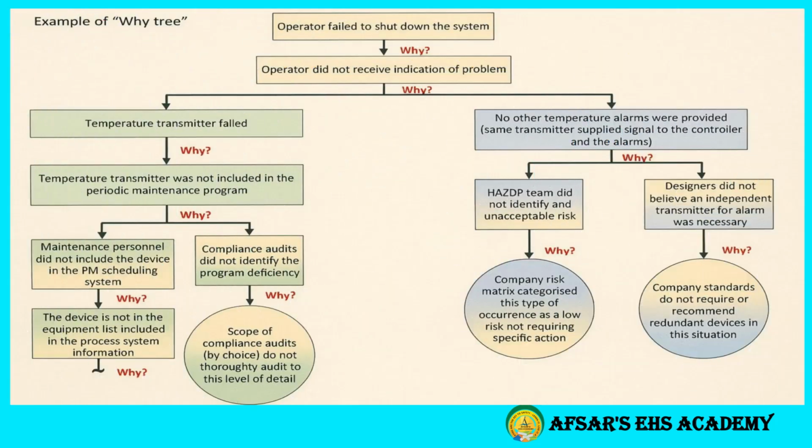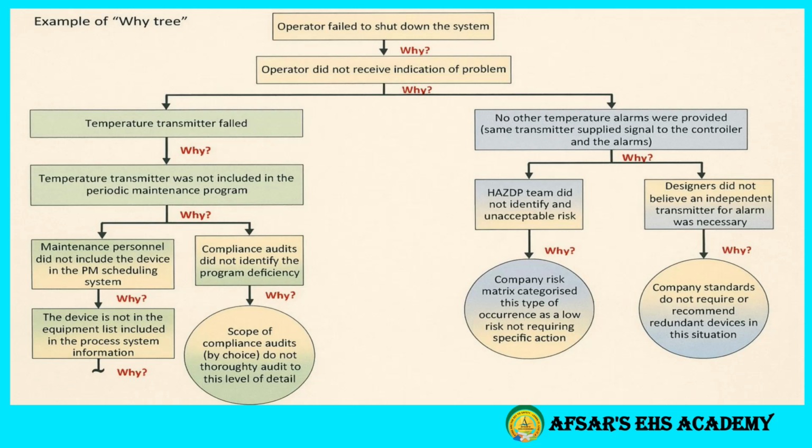This is an example of a Why tree. In this, the problem identified is that the operator failed to shut down the system. After finding the problem, we try to find the cause of this problem by asking the first why. The cause was found to be that the operator did not receive indication of the problem. Now we further try to find all the causes of this by asking the second why.